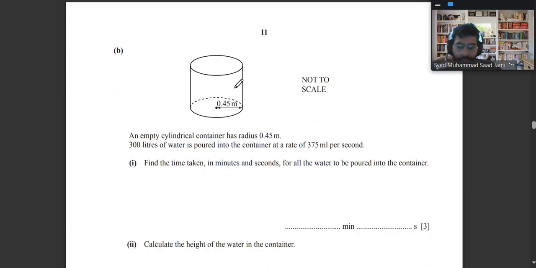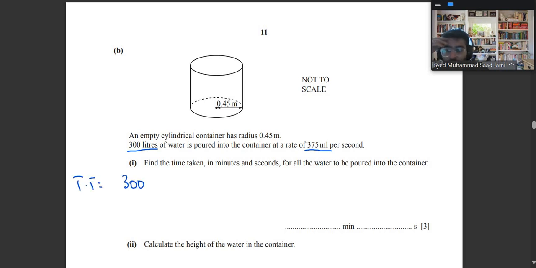Next question, it says an empty cylinder container has this radius. 300 liters of water is poured into the container at the rate of 375 ml per second. Find the time taken in minutes and seconds for all the water to be poured into the container. So in this question, the key things are 300 liters of water poured at a rate of 375 ml per second. So time taken is basically 300.